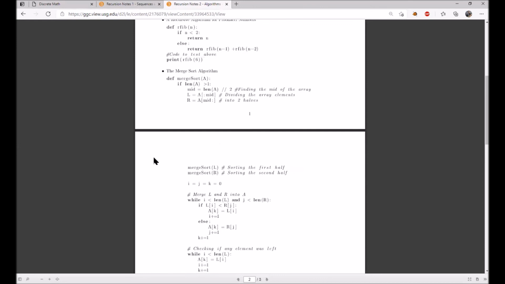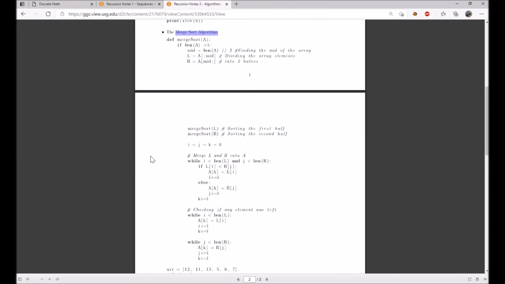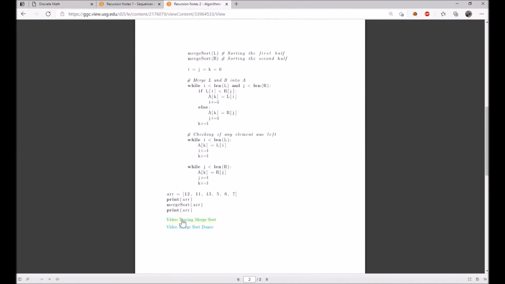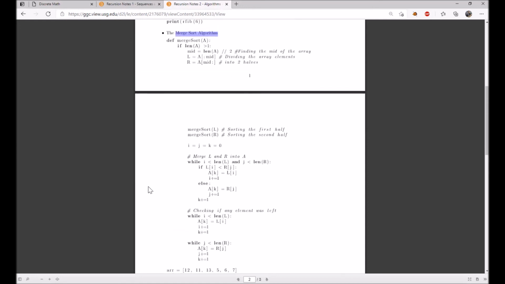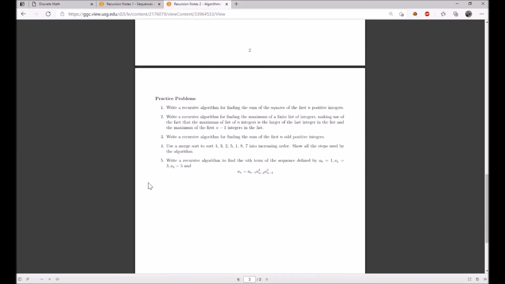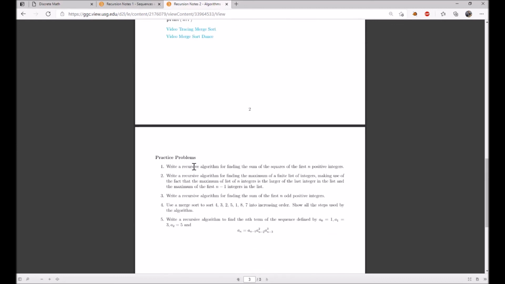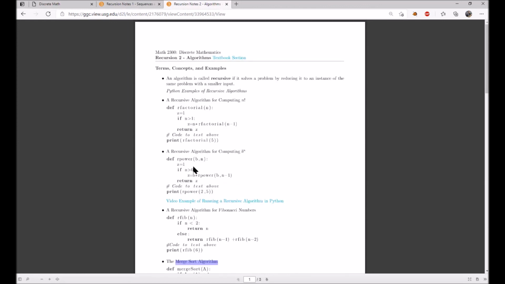And I want to encourage you to spend a lot of time looking at the merge sort algorithm. We're going to get into sorting algorithms a little bit later, but I want you to spend some time looking at merge sort. Here's a video that traces through merge sort that'll help you understand it, and there's a video on the merge sort dance. I very highly encourage you to watch those videos to understand how merge sort works. And then we have some more practice problems, which I'm going to work out some of right now.